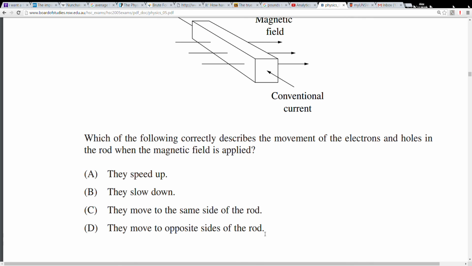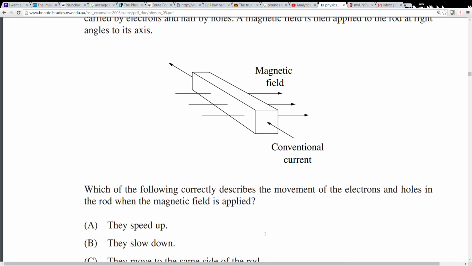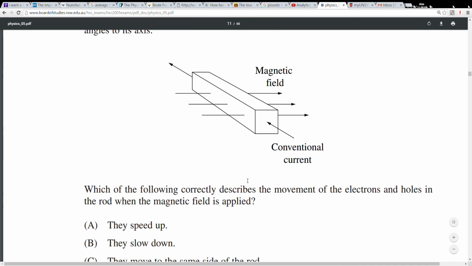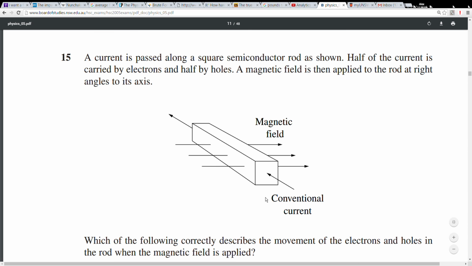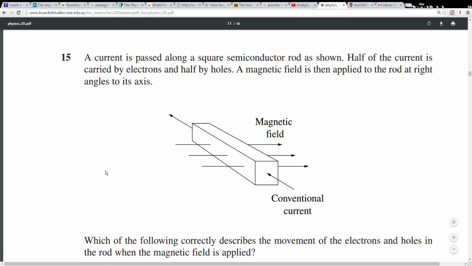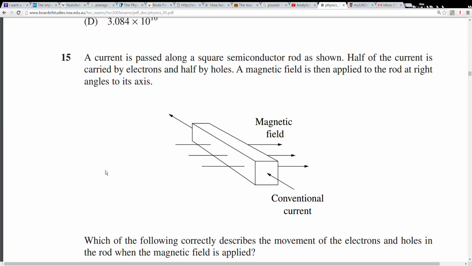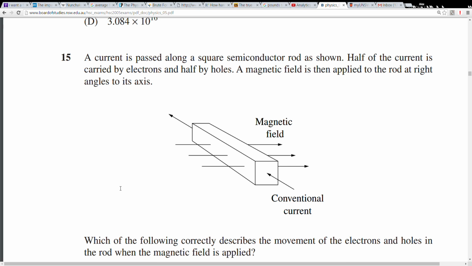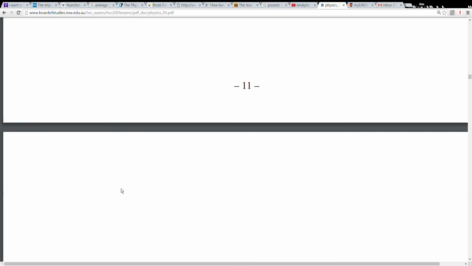So when we apply our hand rule, we know that electrons go one way, but keeping in mind that holes are going in the opposite direction, but also have the opposite charge, meaning that they're positive charge. So opposite of opposite is essentially the same thing, right? So in this case, they would move to the same side as the electrons. So C. Alright, and that is it.